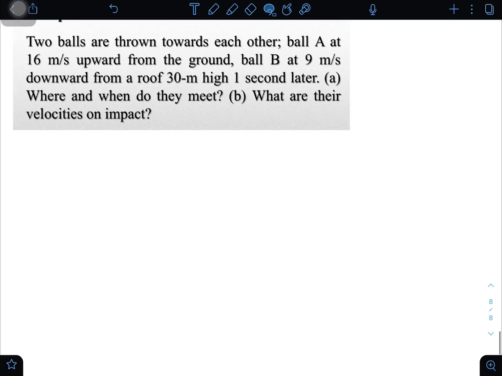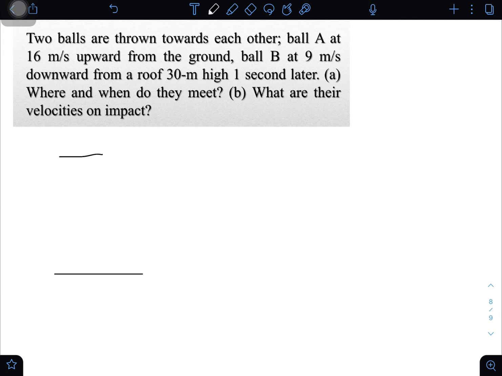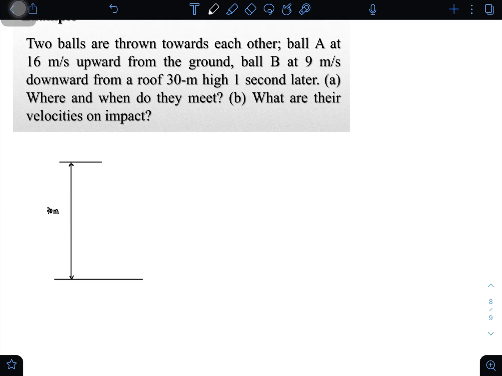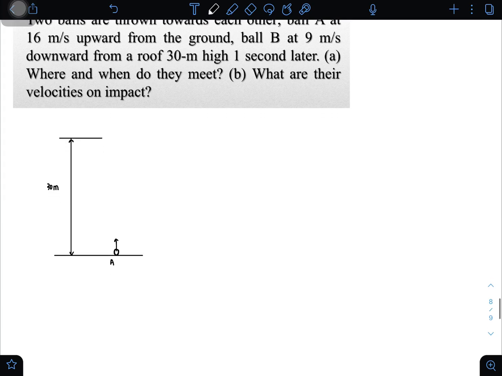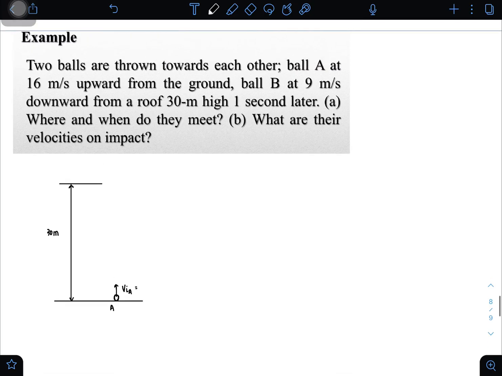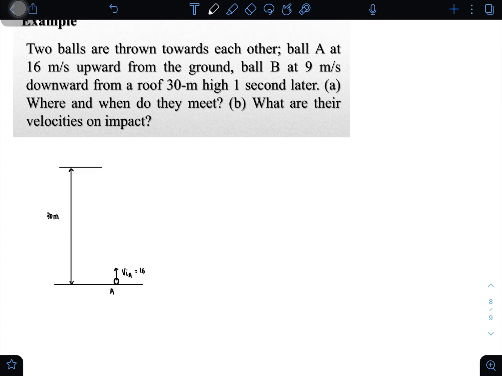Okay, so for example, this is the ground again, and the height of the building is 30 meters. Say this is a 30 meters high building, and initially there is a ball from the ground. Let's call this ball A, and it is being thrown upward with an initial velocity at point A equal to 16 meters per second.